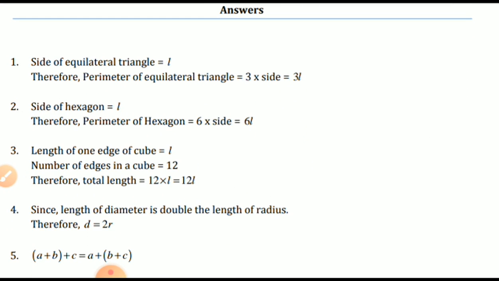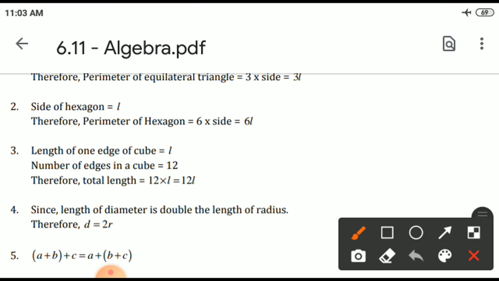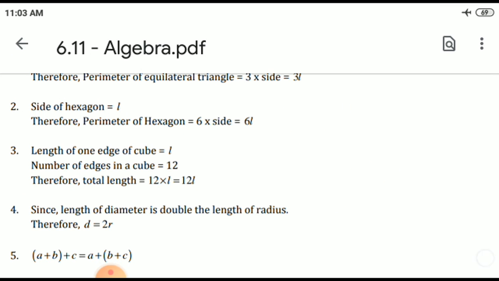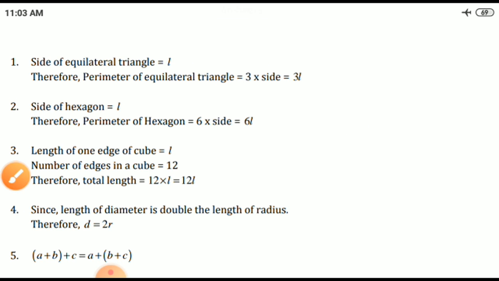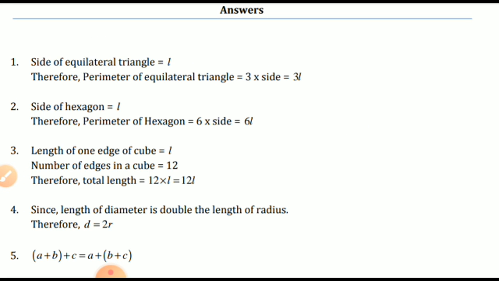First of all, the side of the equilateral triangle is L. Therefore, the perimeter of an equilateral triangle is equal to 3 into side. That means 3L. Actually, it's 3 into L. No need to write multiplied. We can write directly 3L because we are now expressing this way. Okay. Next, question number 2. It's a hexagon, and how many sides? 6 sides are there. 6 into L, 6L. So question 1 and question 2 have nothing to do with each other. Just put the answer.